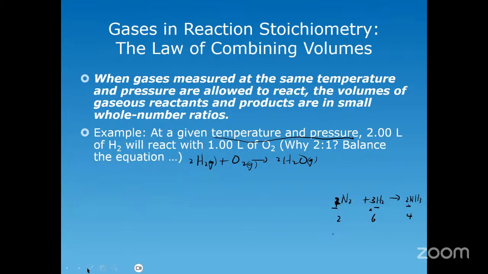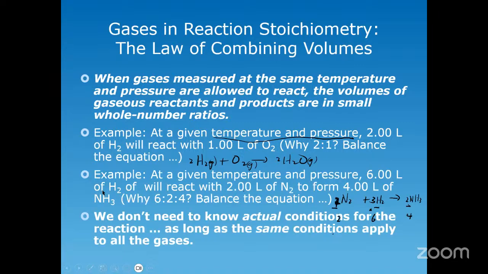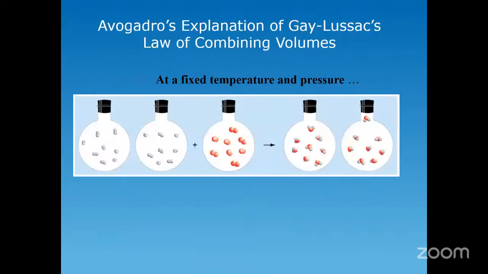So that's basically what the law of combining volumes is all about. Okay, so that's it, right? As far as this law is concerned, and as stated here in the last bullet point, we do not even need to know the actual conditions. In other words, we don't even need to know the temperature and the pressure of the gases in order to establish that relationship, as long as they're the same. The temperature and pressure of all the gases must be the same in order for this law to work, all right?